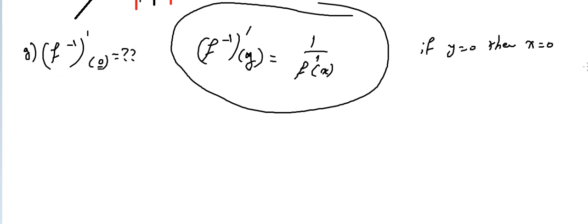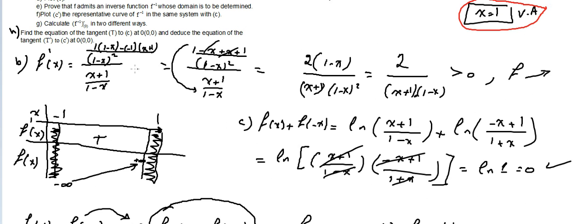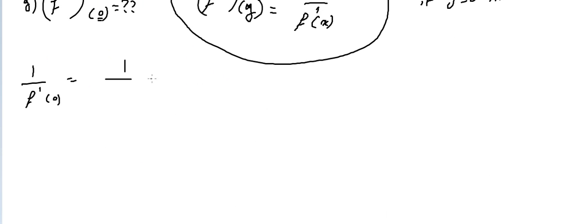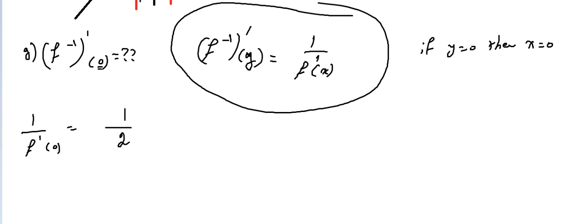So what do we have over here? We have 1 over F prime of 0. We go back to F prime, which is 2 over x plus 1 into 1 minus x. And we substitute 0. So it will be 2 over 1, which is 2. So the F prime of 0 is 2. So the 1 over F prime of 0 is equal to half. And this is the F inverse prime of 0. That's great. This is the first method.